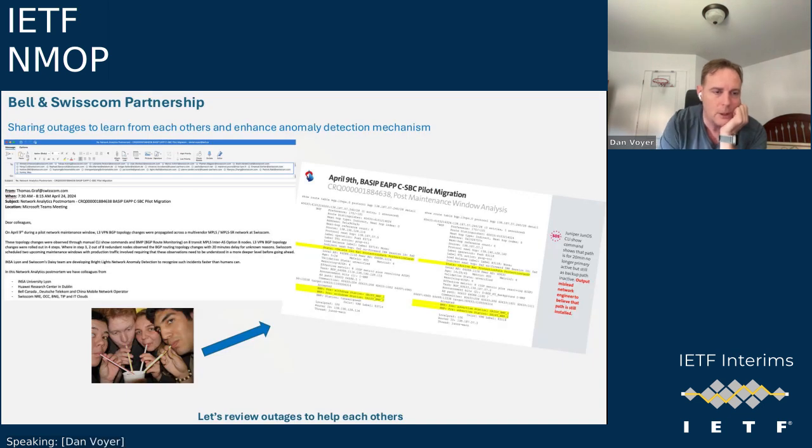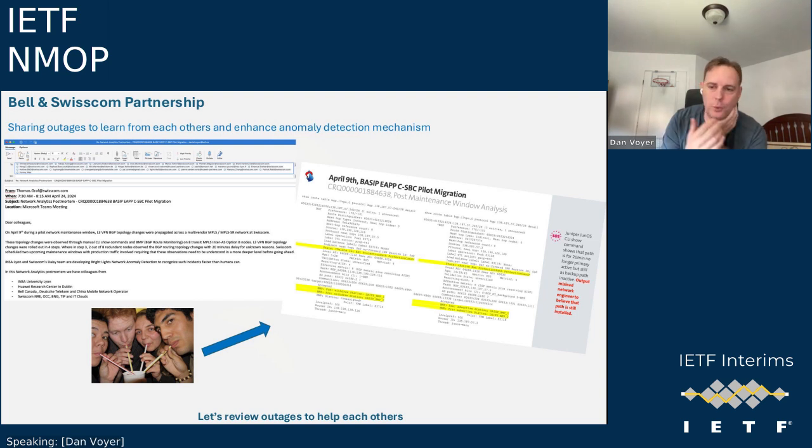So if I move on, as I mentioned earlier, the partnership with Swisscom: we observed the exact same outage on the Swisscom side. BNG prime down, backup did not pick up. The little picture here is just a way to say we're drinking from the same cup. We're comparing operator to operator, our operational experience, and how we get around these things.